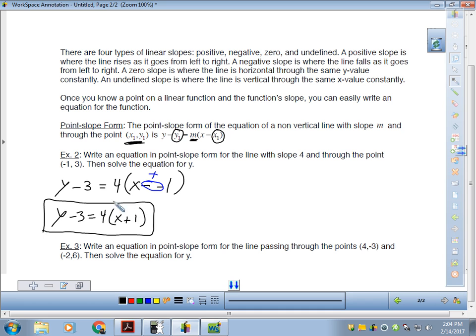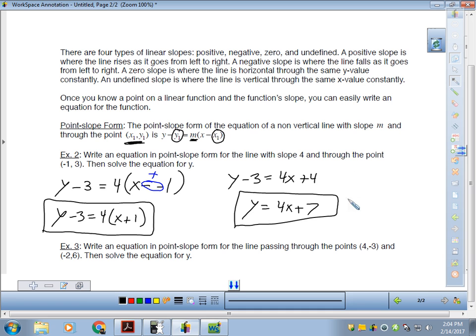So that's the point slope form. Then they asked us to solve the equation for y. So I've got to get y by itself. The first thing we do is get rid of the grouping symbol, the parentheses, by distributing the 4 in. So we'll have y minus 3 equals 4 times x is 4x, 4 times 1 is 4. And then we can take this 3 and add it across, and we get y equals 4x plus 7.